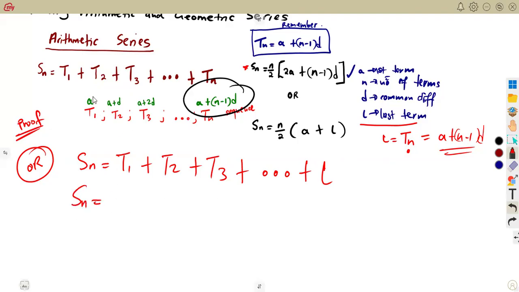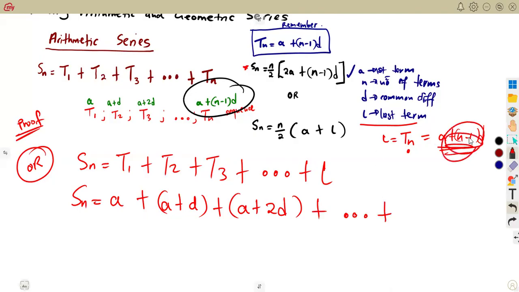So we're going to substitute T1. Remember, it's A plus T2, that's A plus D plus T3, which is A plus 2D. Remember, we're under an arithmetic sequence, A plus 2D, like this, to the last term, which is L. So I'm just going to write it as L. L represents the last term. This is what we're going to have in terms of L. So let's say this is our equation one.